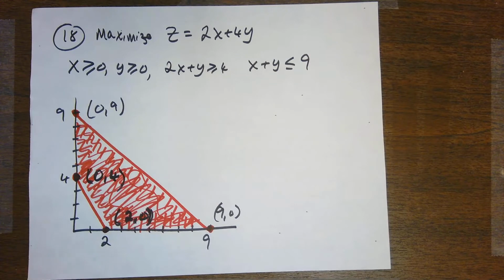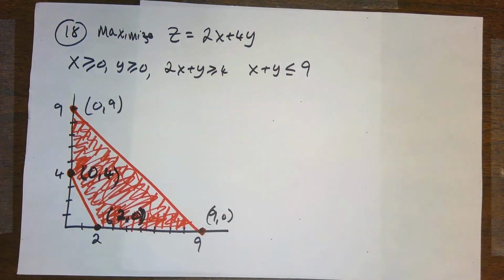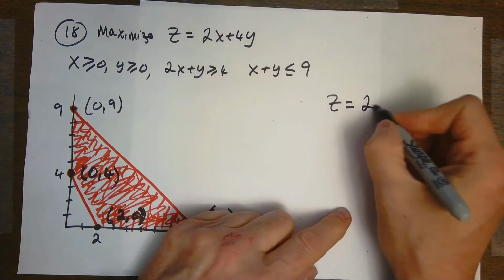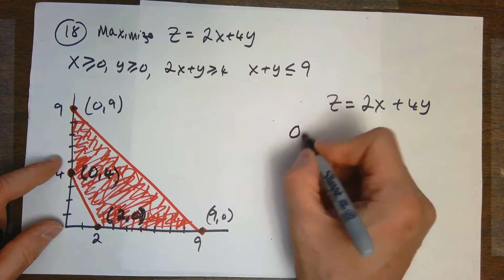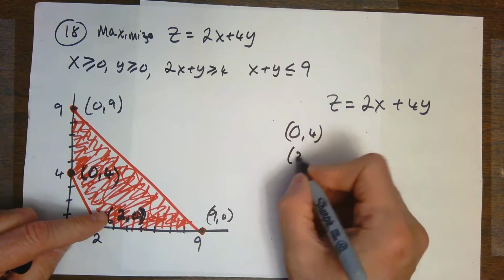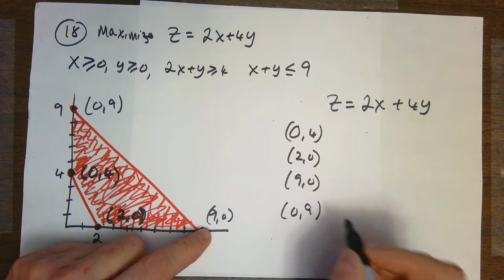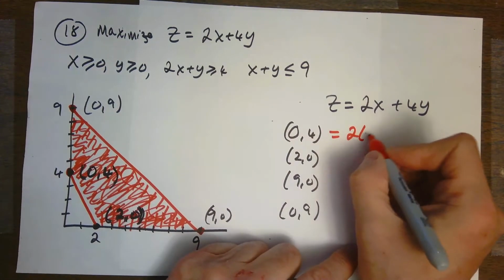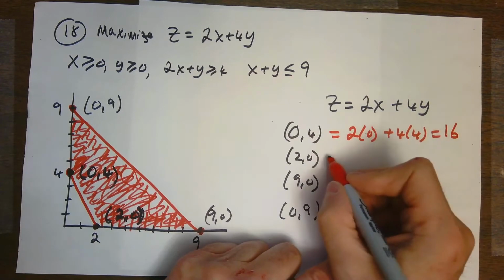I want to evaluate this in my objective function. Notice in this one I've only got 4 vertices. My objective function is z equals 2x plus 4y. So each of these points, the point 0, 4, the point 2, 0, the point 9, 0, and the point 0, 9. Substitute it in. So I'm going to get 2 times x, which is 0, plus 4 times y, which is 4. It's going to give me 16.